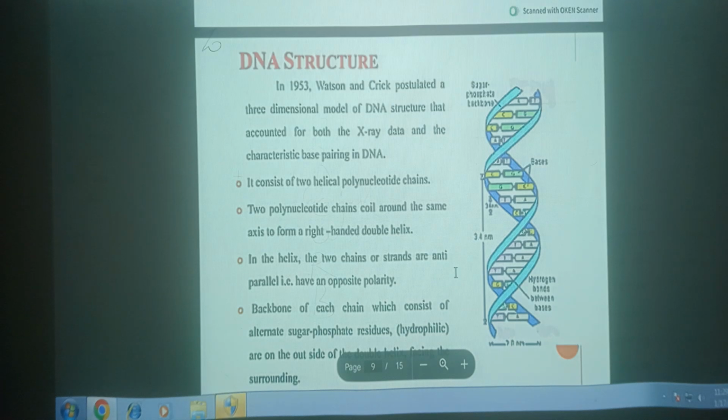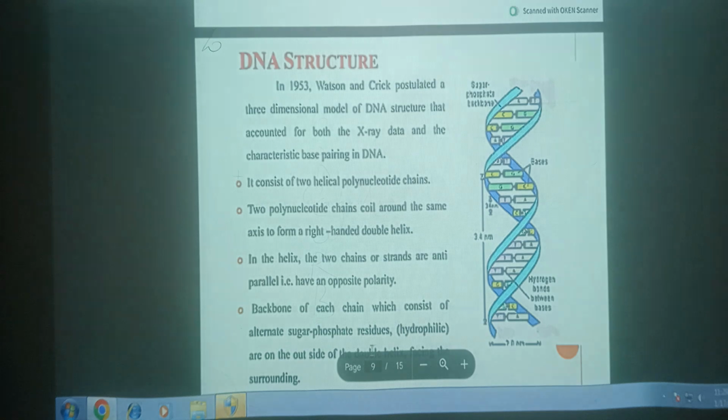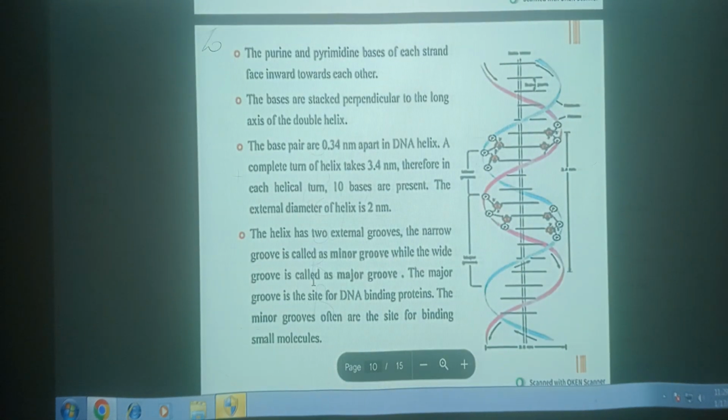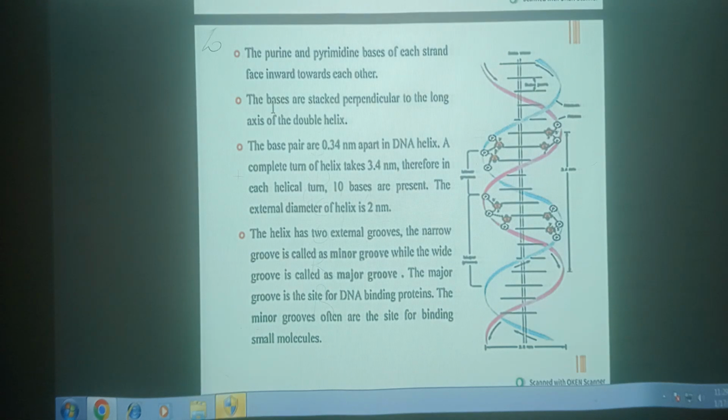The backbone of each chain, which consists of alternate sugar-phosphate residues, is on the outside, facing the surroundings. And after that, this is the DNA detailed study. The purine and pyrimidine bases of each strand face inward towards each other. The bases are stacked perpendicular to the long axis of the double helix.